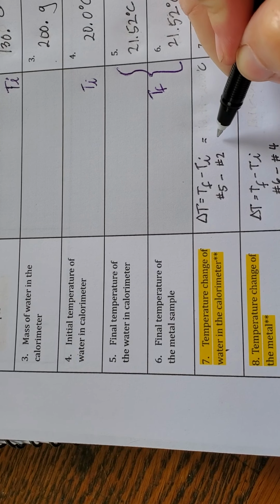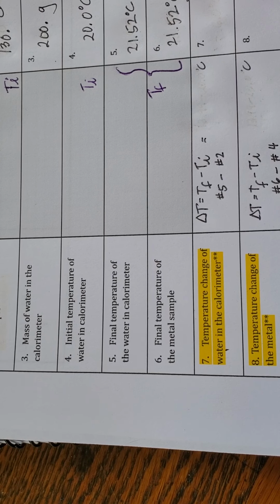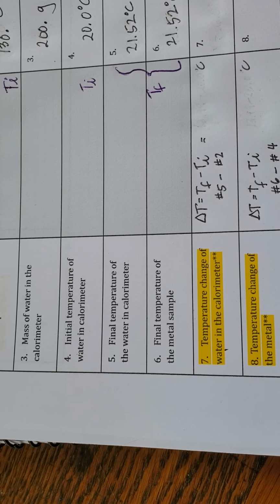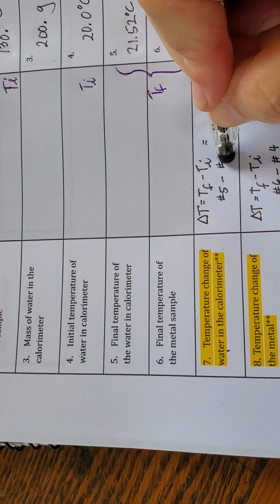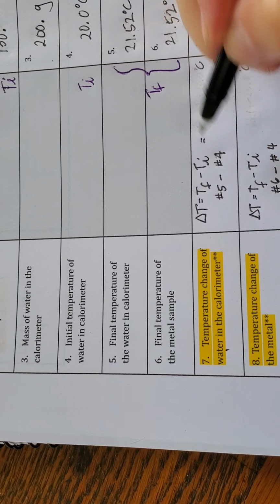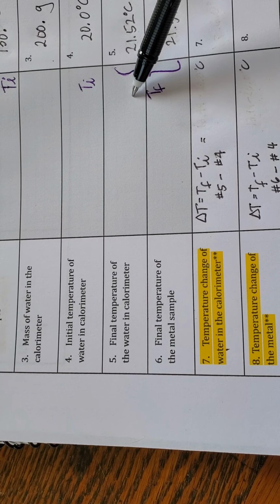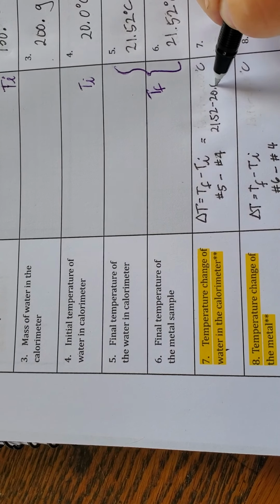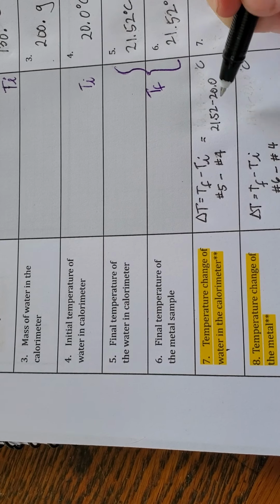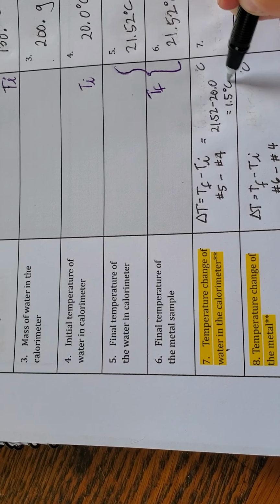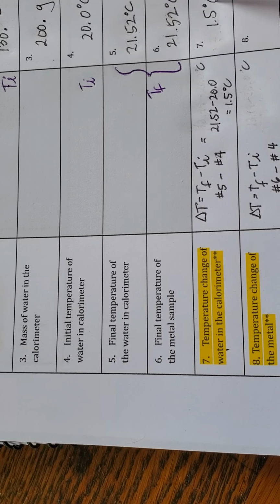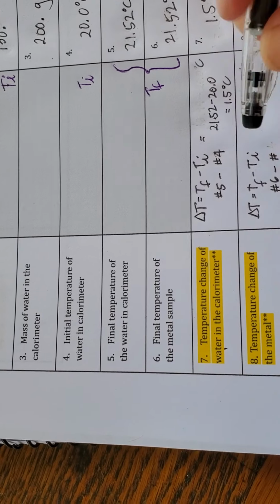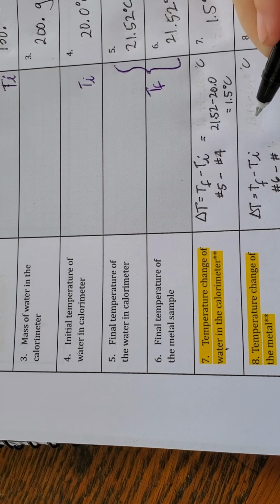So what you're going to find out is I actually have the wrong one. My initial water is number 4. I did that wrong. Good thing we caught that. Okay, so number 5 is the final temperature of the water and number 4 is the initial temperature of the water. So 21.52 minus 20, and I'm going to get 1.5 degrees Celsius. Using my sig figs, because 2 decimal places and 1 decimal place, I'm going to get 1 decimal place in my answer.